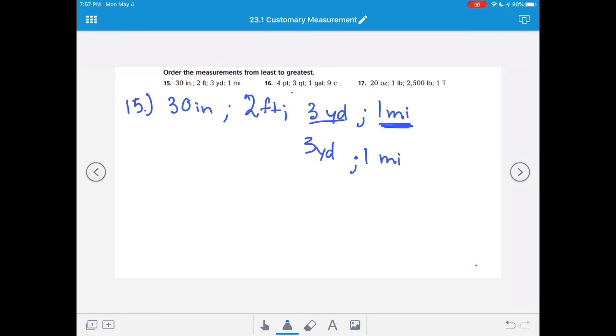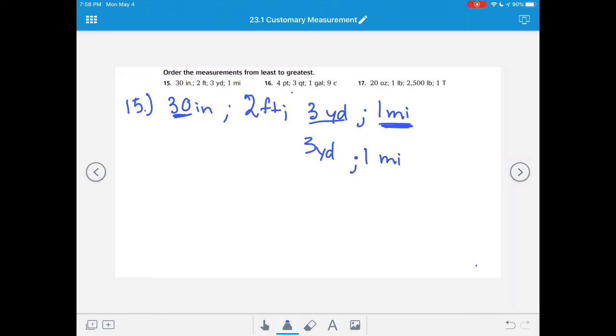Now, looking here at 30 inches versus 2 feet, we need to be careful because this is quite a few inches. So in order to really tell how many this is compared to 2 feet, what we're going to need to do is we need to convert feet into inches.